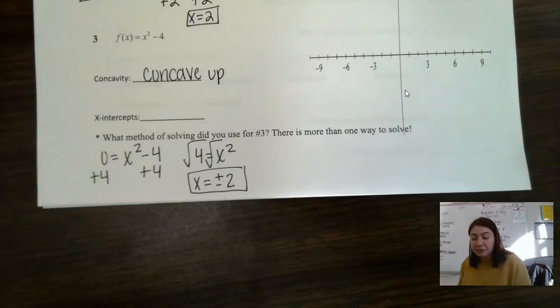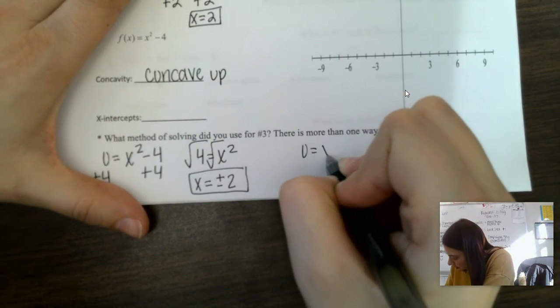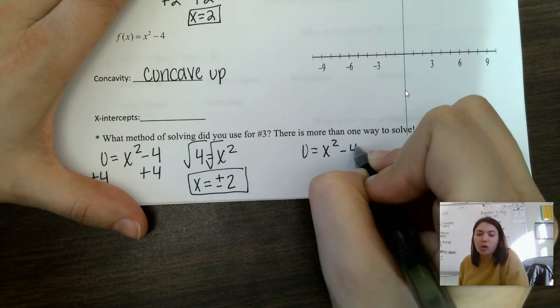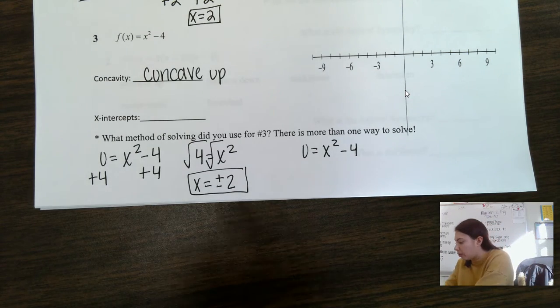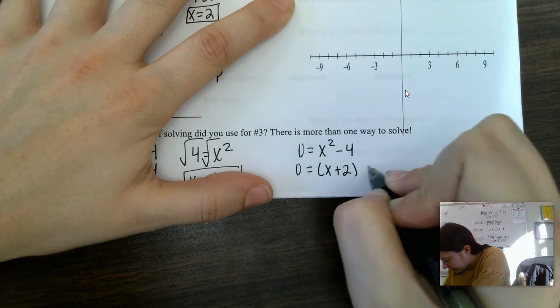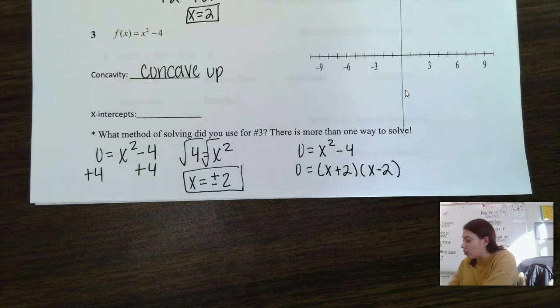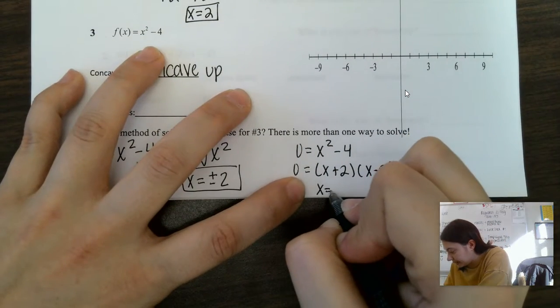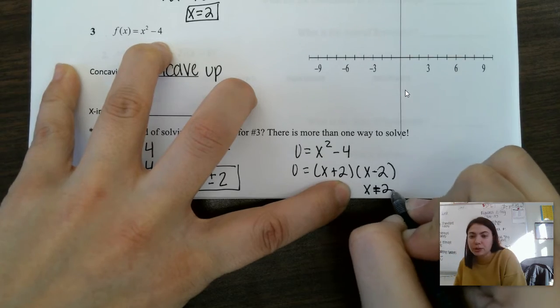However, on the flip side, you could have factored this. 0 is equal to x squared minus 4. Well, what are two factors that multiply to negative 4 but add to 0? That is x plus 2 times x minus 2. You can go ahead and set each equal to 0. For this first one, we get that x is equal to negative 2, and we get that x is equal to positive 2.